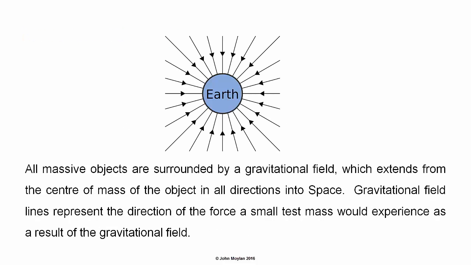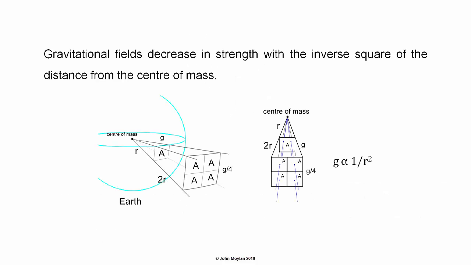All massive objects are surrounded by a gravitational field, which extends from the center of mass of the object in all directions into space, or more accurately, extends from infinity to the center of mass of the object, as it is always directed inwards towards the center of mass of the object. Gravitational field lines represent the direction of the force on a mass subjected to that gravitational field.